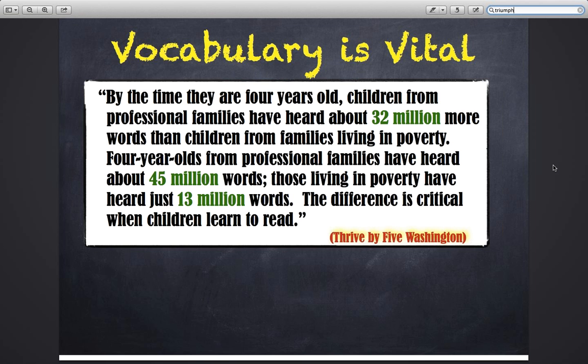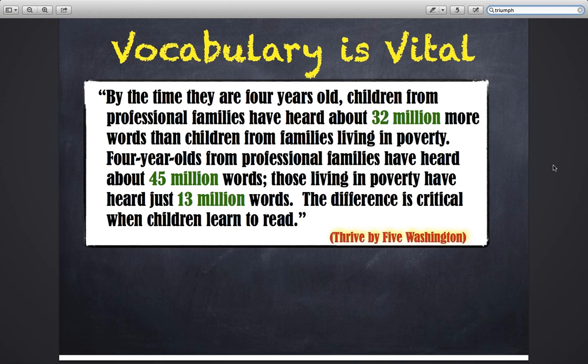And check this out. This is absolutely fascinating to me. The Thrive by 5 Washington study found that by the time they are 4 years old, children from professional families have heard about 32 million more words than children from families living in poverty. 4-year-olds from professional families have heard about 45 million words. Those living in poverty have heard just 13 million words. The difference is critical when children learn to read.